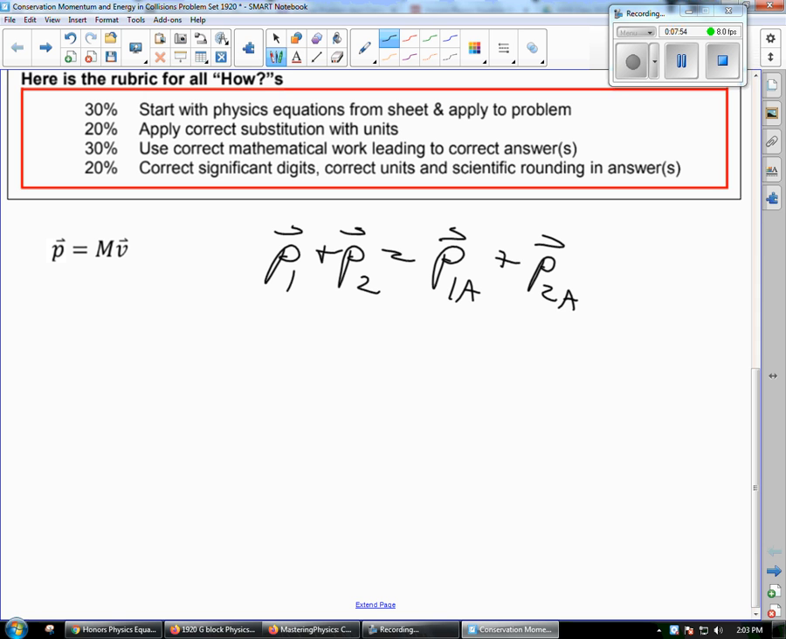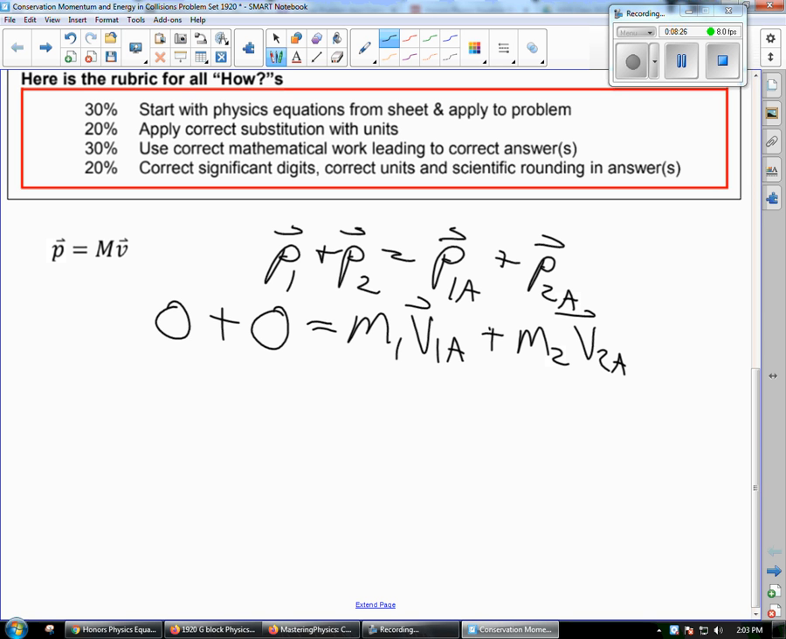Which direction do you guys want to call positive? These to the right? Yeah. Okay, so we'll call anything that moves to the right positive, because with vectors, that's important. Let's see, the momentum of number 1 to start with is 0. The momentum of 2 to start with is 0. Afterwards, we'd have the mass of 1, velocity of 1 after, plus the mass of 2, velocity of 2 after. And then I can start inputting the values that it told me.